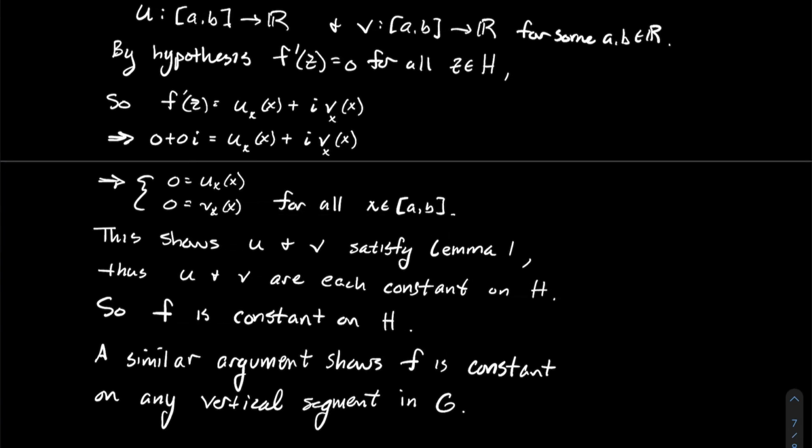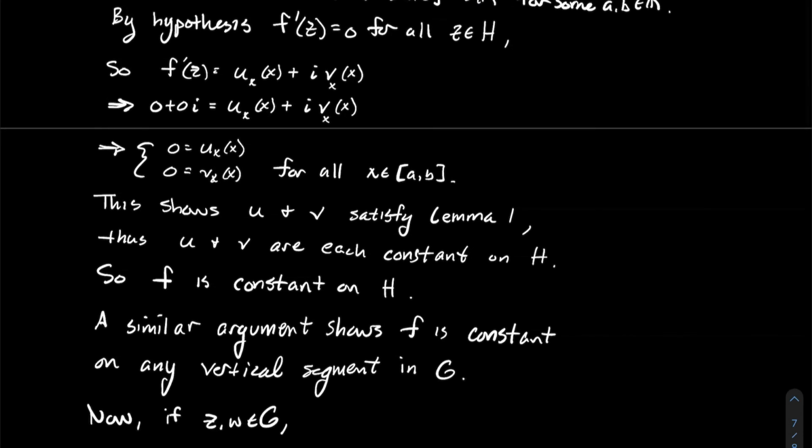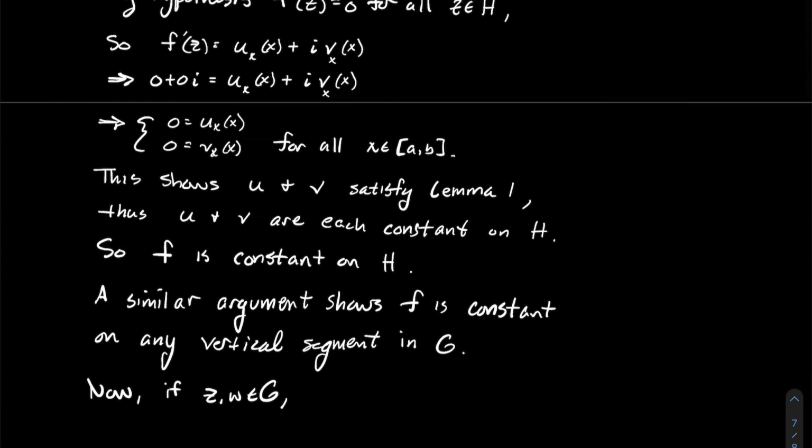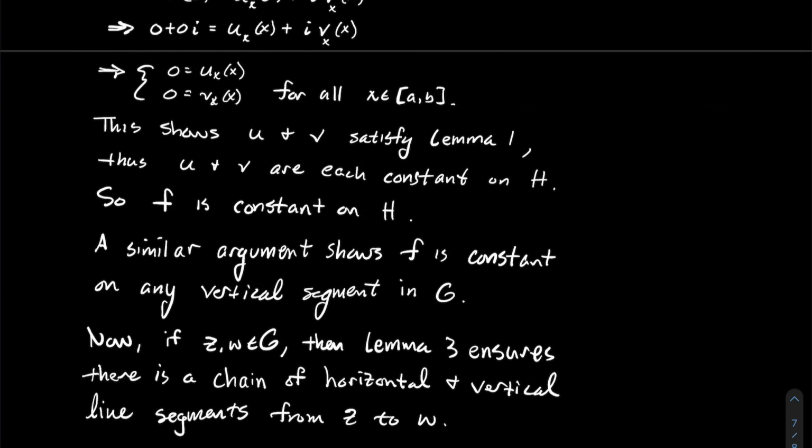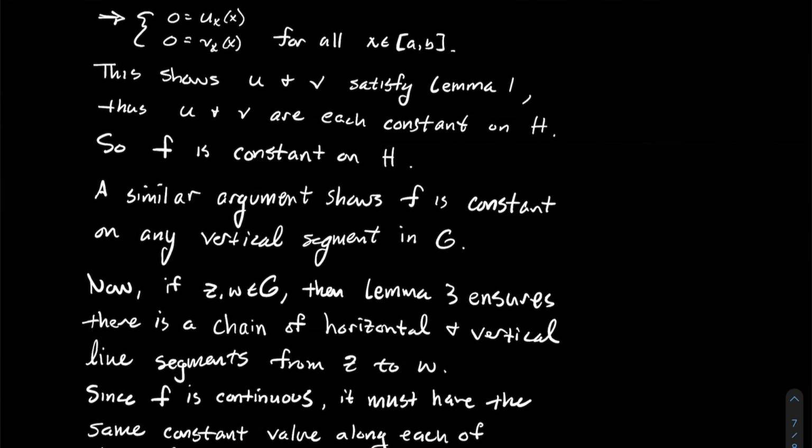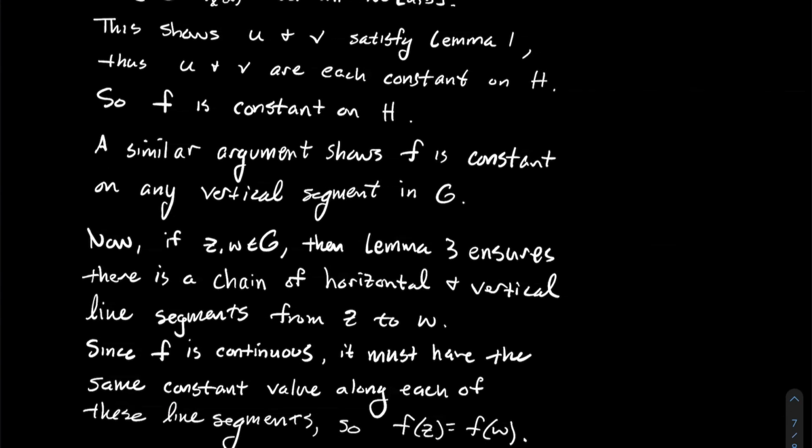Now a similar argument would show that f is constant on any vertical segment that's contained in G. If you took two points, z and w, in G, lemma 3 told me that I can find a chain of horizontal and vertical line segments that connect z to w. Now I know that f is continuous, and I know that f is constant on each of those vertical and horizontal line segments. So maybe you're worried: how do I know it's not a different constant on each segment? Well, this is where f being differentiable, which implies it's continuous, helps us out. Because it's continuous, the function has to have the same constant value along each of these line segments. So f of z has to be f of w.